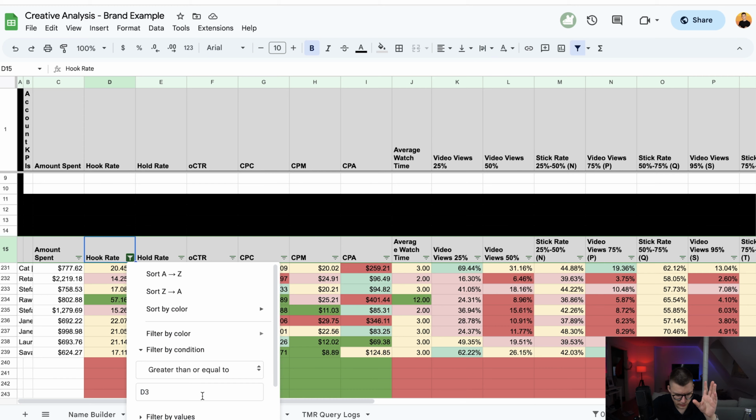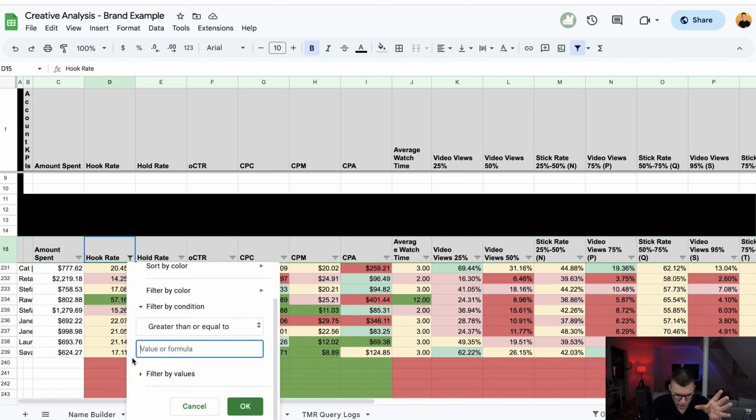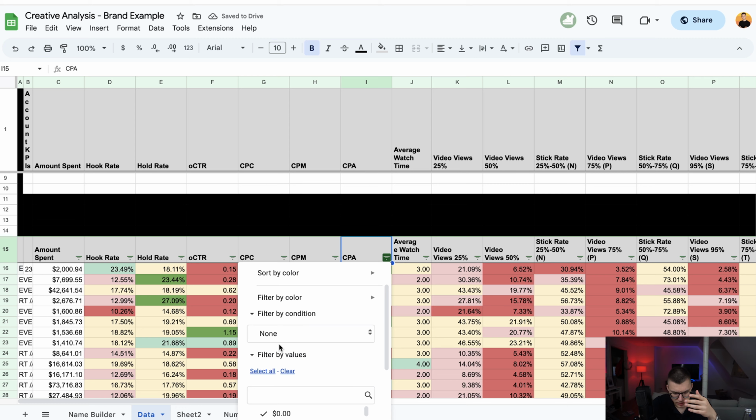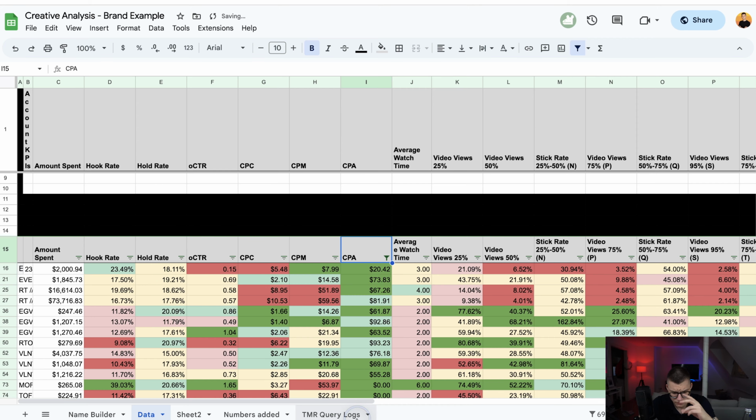Okay, this is not working here. I don't know why it's not working. It worked before. Let's take a look at the CPA only. So we're going to enter in here, and we want to only take a look at ads which have a CPA of less than $99, because I was looking at this earlier. It's from a real client.